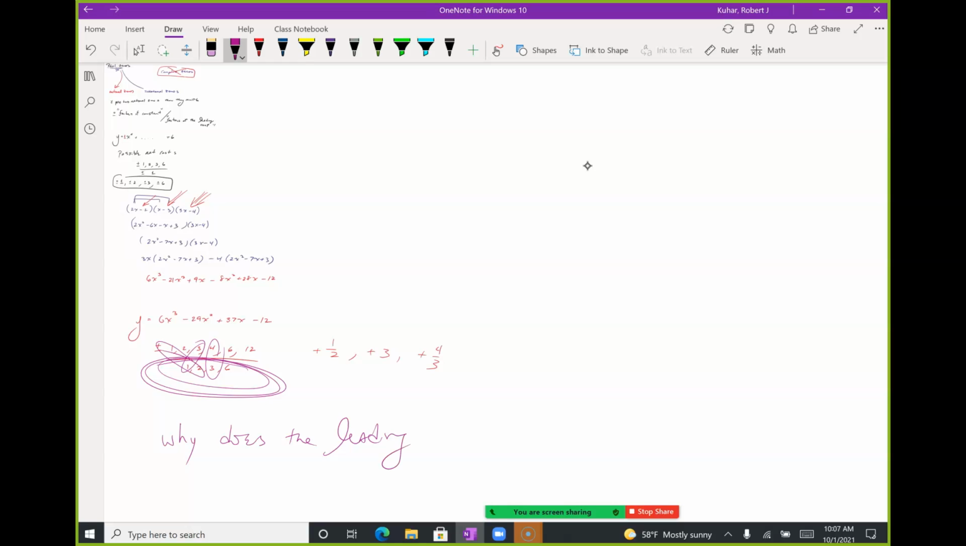Let me get my crickets ready. Why is it that the leading coefficient must be downstairs? I think it's because it has to do with, oh, wait, no, never mind.